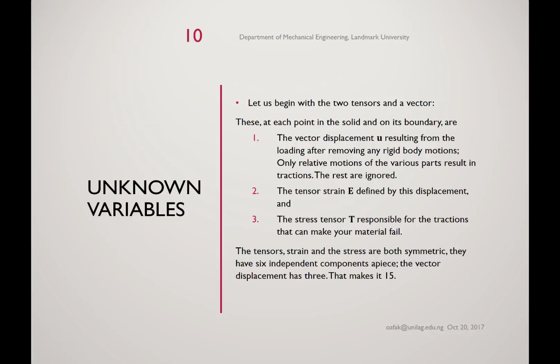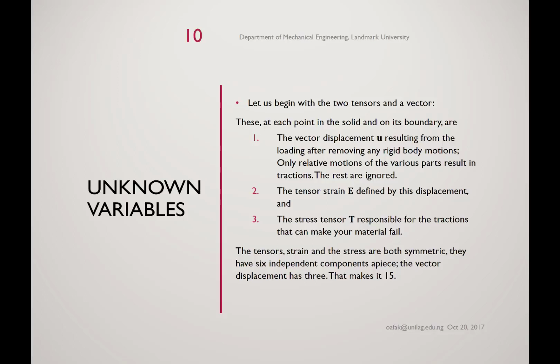The unknown variables, as I said, are two tensors and a vector. These, at each point in the solid and on the boundary, are, number one, the vector displacement. They are the relative displacement resulting from loading after removing all rigid-body motions. This is a vector quantity and therefore consists of three scalars.